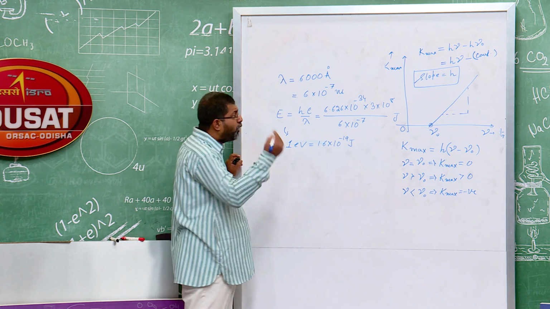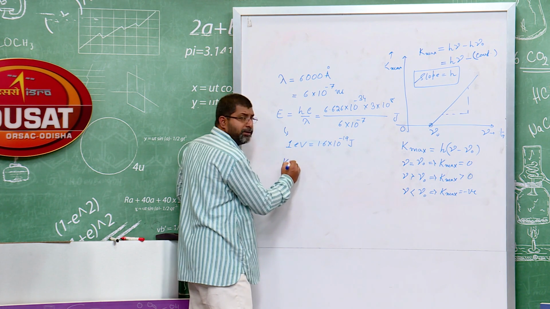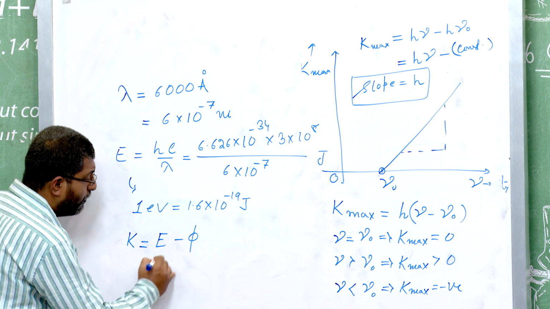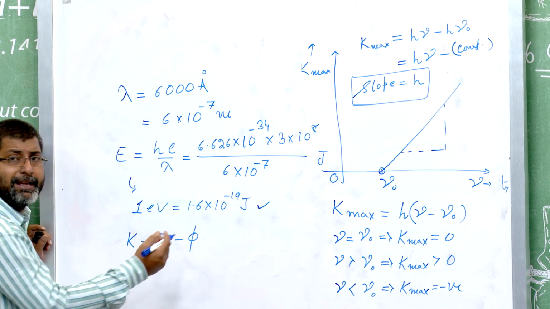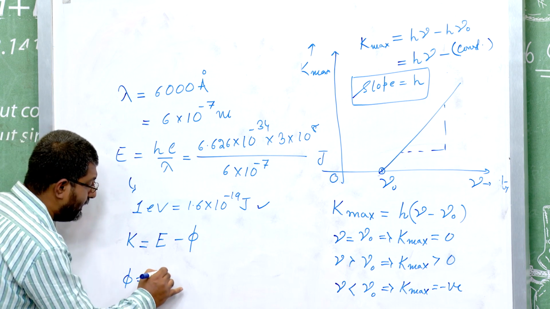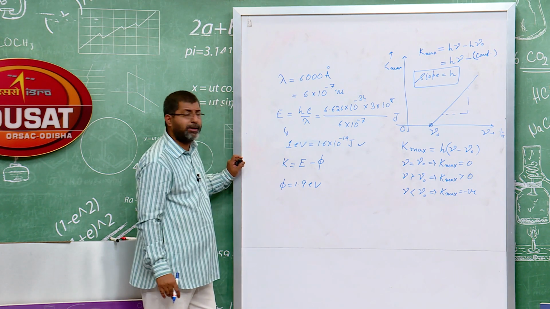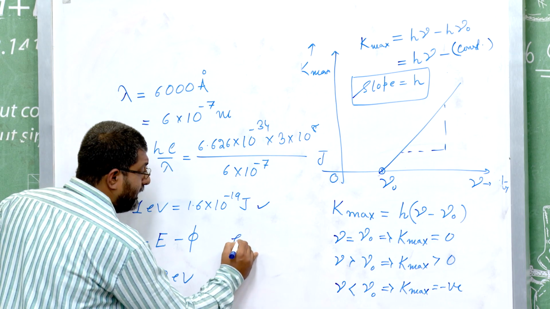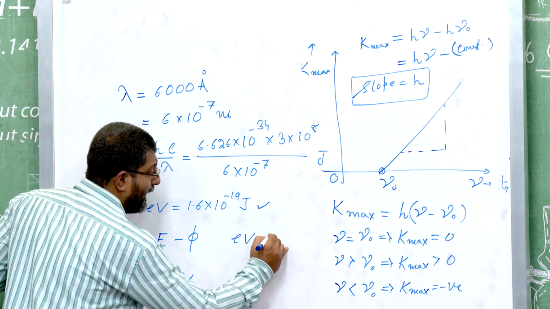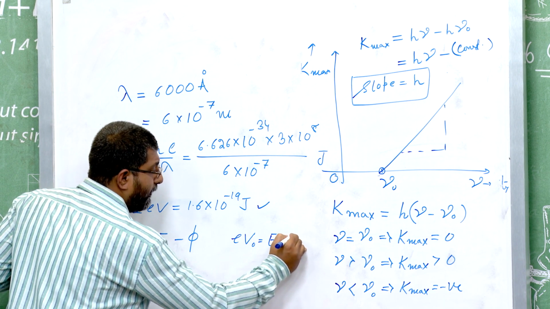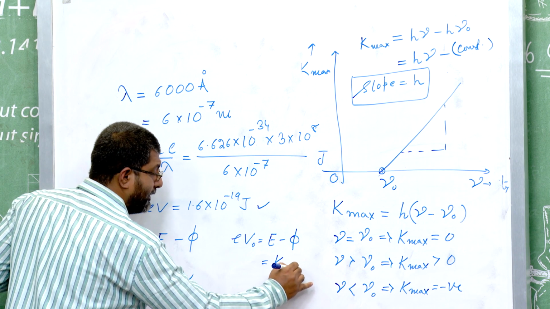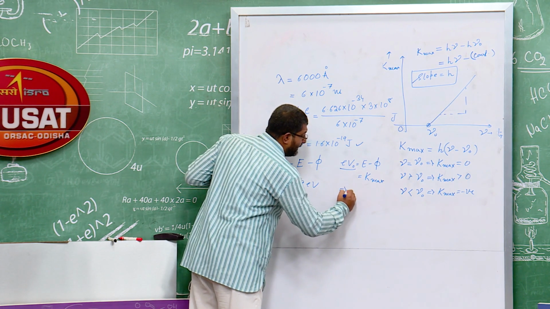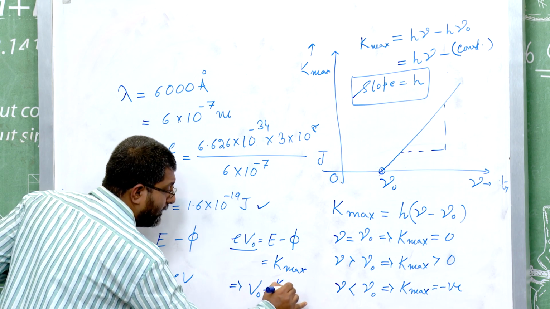Now, kinetic energy of the photoelectron: K max equals E minus phi. Putting the value of E from here and taking the value of phi as 1.9 eV, we can easily calculate the value of this kinetic energy. And so far as stopping potential is concerned, eV0 equals E minus phi, which is nothing but K max. That means the value of K max here is nothing but the value of eV0. So, that implies V0 equals K max by e.